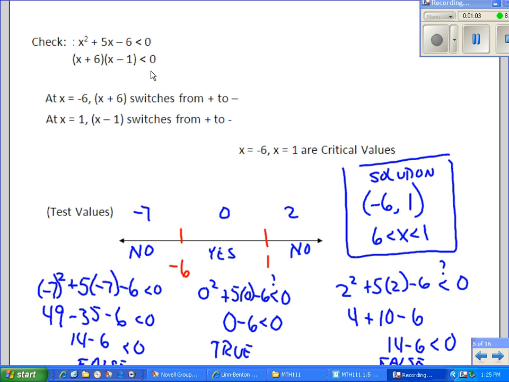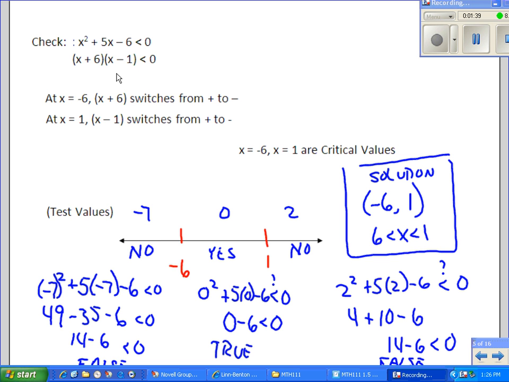At negative 6, this factor, the x plus 6, switches from being a positive value to a negative value. And at x equal 1, the other factor, x subtract 1, is switching from positive to negative. And then those two factors are multiplied together. If both of these are positive, a positive times a positive would be positive, and that would not satisfy the inequality. But if one of these is positive and one is negative, then this product would be less than 0. That's kind of how the sign diagram approach works.